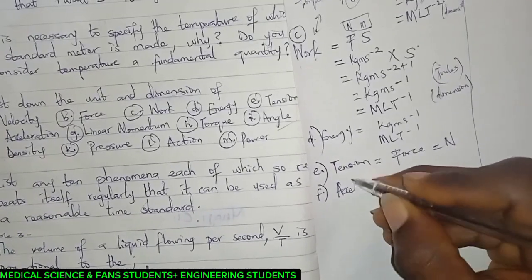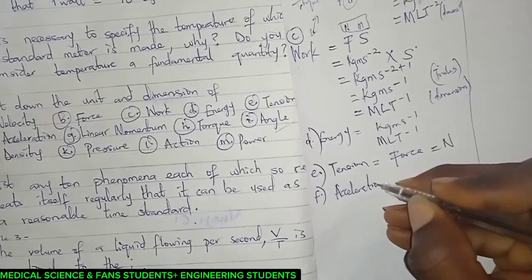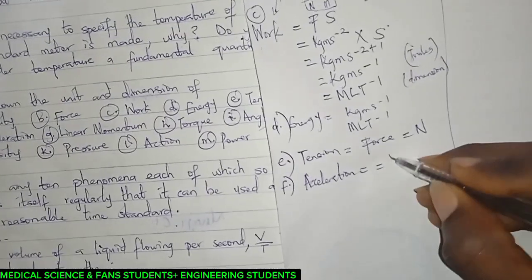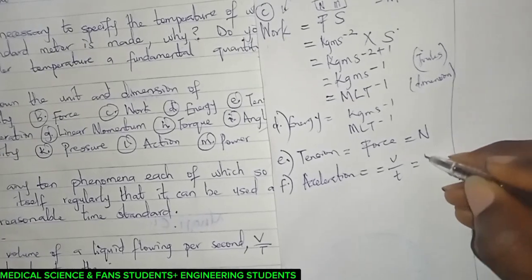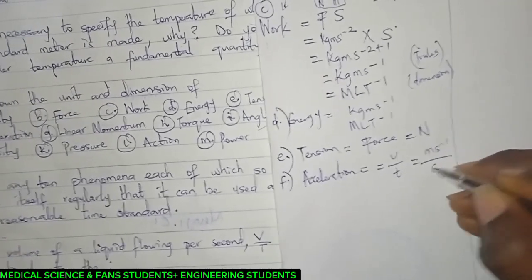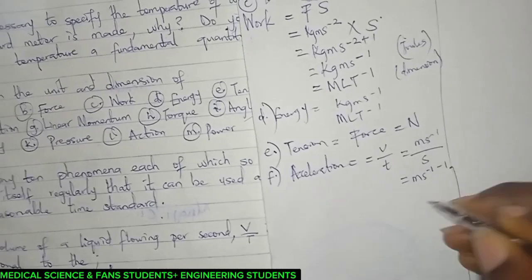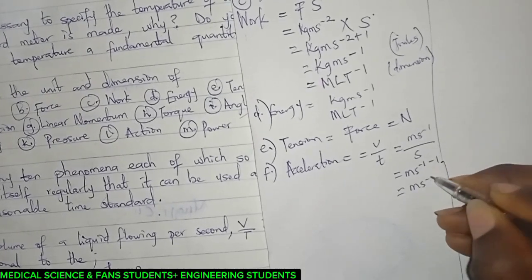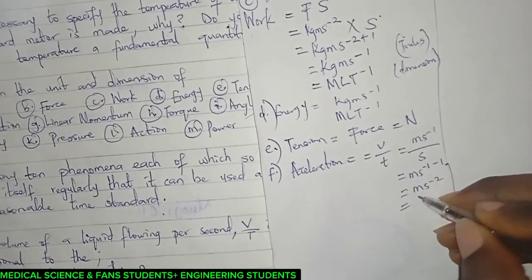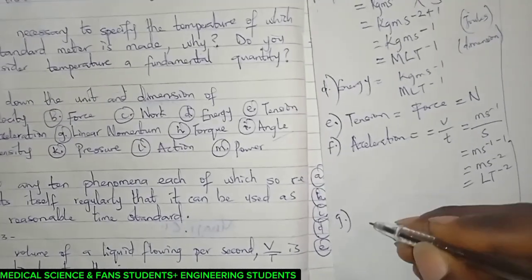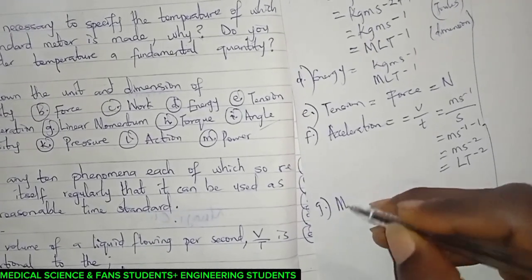So acceleration equals velocity over time, and we know that velocity is meter per second, over second. So this becomes meter per second to the power minus 1, over second square, which is the same thing as L T to the power minus 2. That's g. Linear momentum.